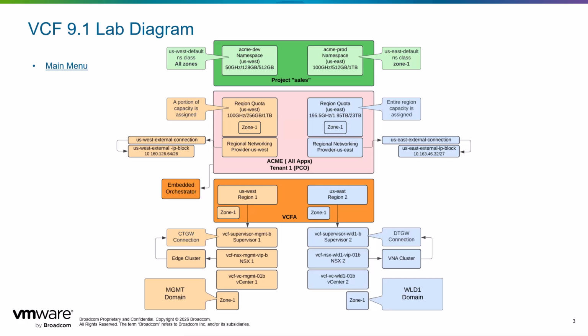In part 4 of this series, we will discuss and demo the infrastructure policy, which is a new feature in VCF Automation 9.1. Before we jump into the demo, you can see the VCF 9.1 lab diagram on the screen. I highly recommend watching part 1 of this series if you have not already. That video provides the full context for the VCF 9.1 infrastructure we are using and how the environment was initially set up. With that out of the way, let's jump right in.